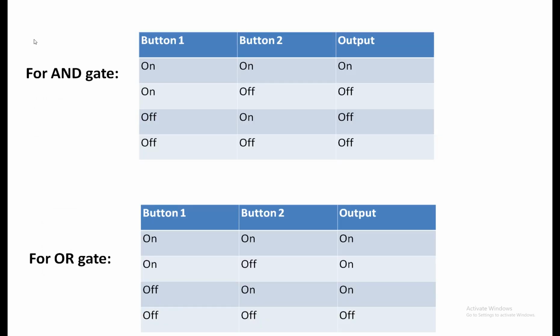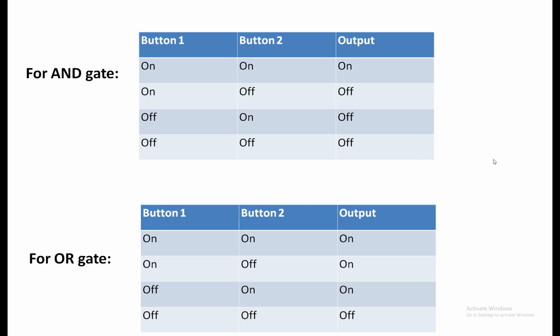So for the AND gate, as you know from the truth table, when both the buttons are giving 1, only then the output, that is the LED, will be on, else the LED will be off in all conditions. And for the OR gate, only in one condition the LED will be off, that is when both the buttons are not being pressed. So in case of an AND gate, when both the buttons are pressed, only then the LED will be on, and in the OR gate, the LED will be off only when both the buttons are not pressed. If any of the buttons is pressed, the LED is on.